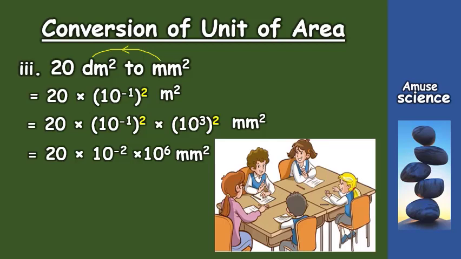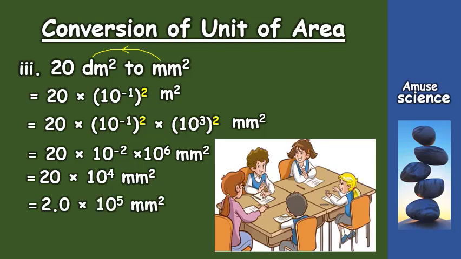Now still let us apply indices here to get our final answer. We are going to get 20 times 10 exponent positive 4 millimeter squared. And since this is not in standard form, we can finally write our answer in standard form as 2.0 times 10 exponent positive 5 millimeter squared.